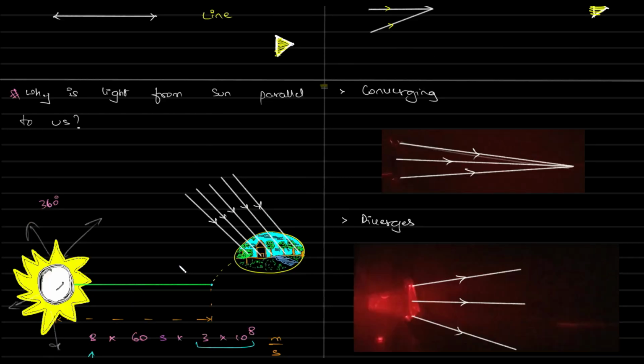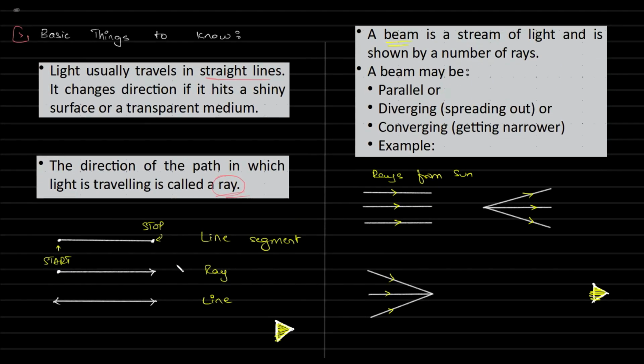So every part of this has to be known. Again, all of this will add up to your syllabus. So don't miss anything. You have to make note of everything that I'm going to show you. So please start writing down. So this is parallel. This is diverging and this is converging.